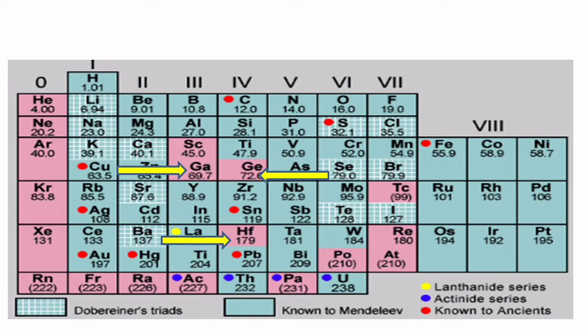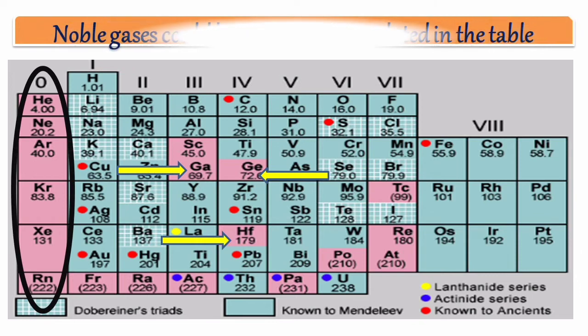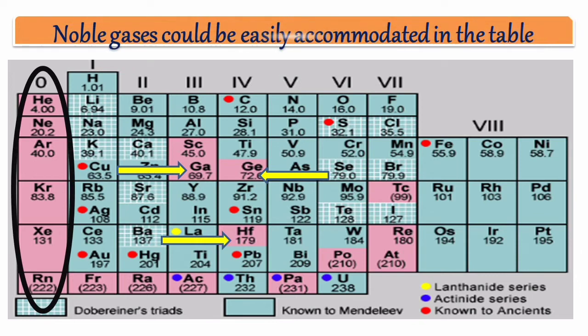Another advantage of Mendeleev's periodic table was the inclusion of noble gases. Noble gases were discovered much later, but these elements could be easily placed as a separate group called zero group without making any disturbance to the arrangement of any elements in the periodic table.